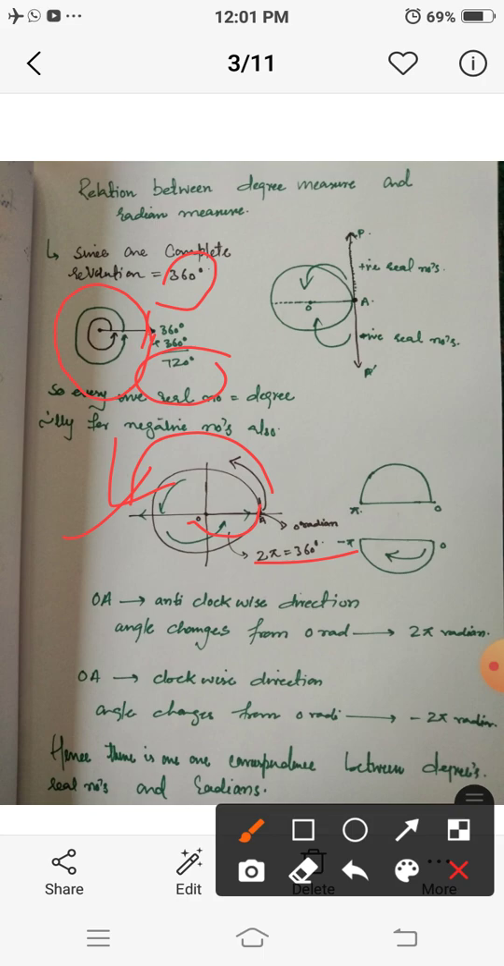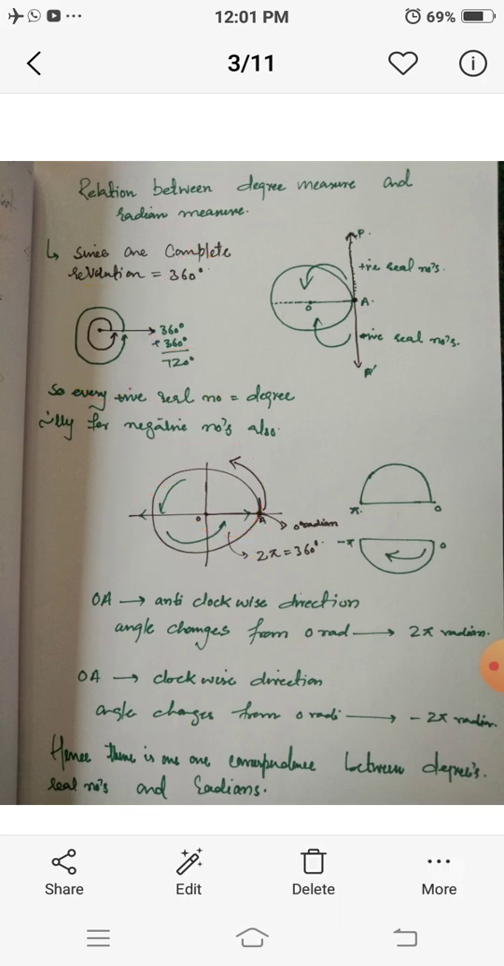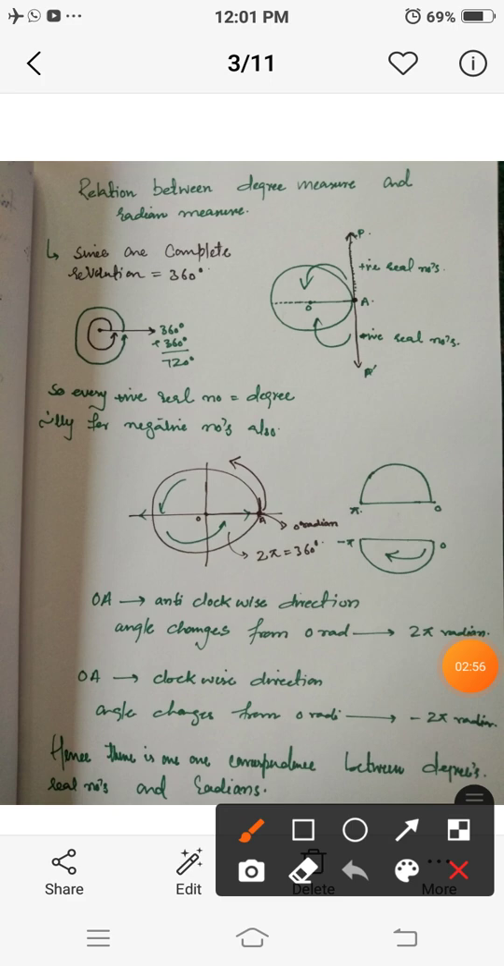Similarly, if we rotate it in the clockwise direction, the angle subtended by this semicircle is from 0 to minus pi. So this means that each and every point on this circle represents a radian angle, that is, an angle whose measure equals the given value.